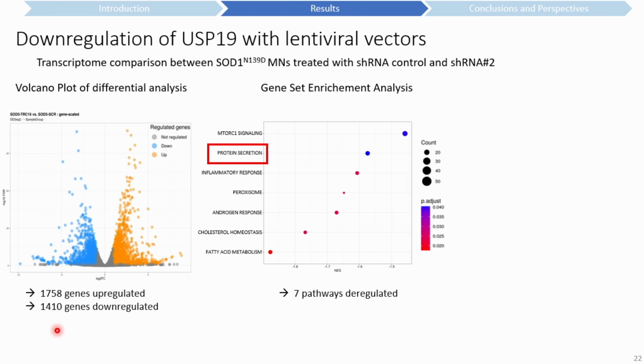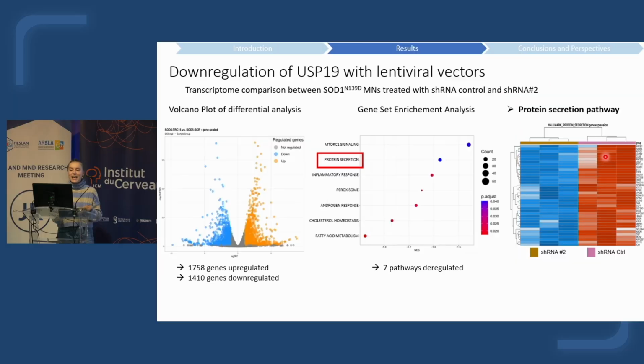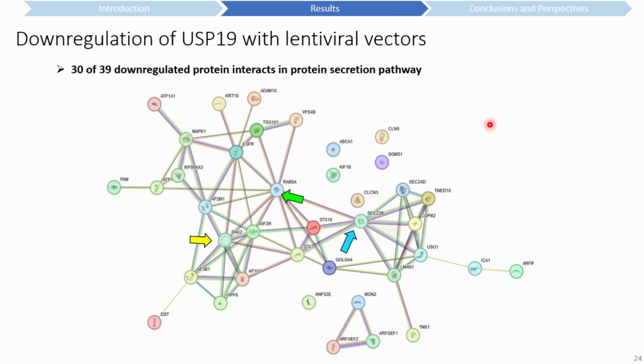You can see firstly on this volcano plot that a lot of genes are deregulated, and also on this GSEA that 7 pathways are deregulated, and one of them is a protein secretion pathway, so very interesting in our case. Among the genes of this pathway, 39 are clearly downregulated when we downregulate USP19. Looking at those 39 genes at the protein level with STRING analysis, we saw that 30 of the 39 downregulated genes interact together, and some of them form hubs.